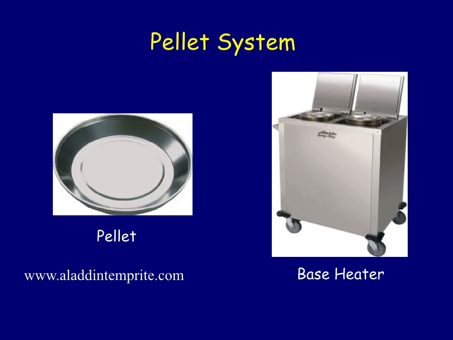So, the first type of system we're going to talk about is the pellet system. And the pellet system refers to a plate or a base which is heated. Now, you can see in this slide off to the left, it's this metal plate. And this plate actually has two walls to it, and in between the walls, it's generally filled with some type of wax pellet or something that's going to help to retain the heat. So this is just an example of what a base may be in the pellet system.